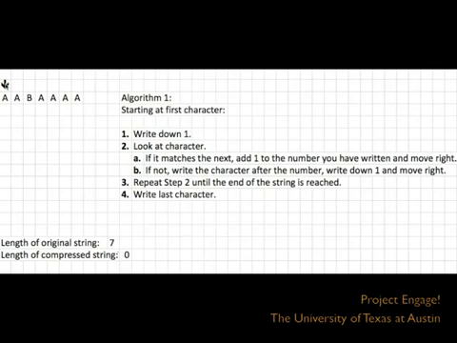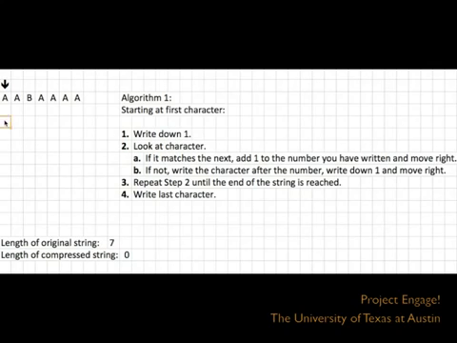Starting at the first character, which is where this arrow is pointing, we're going to write down a 1, look at the next character, and see if they match. If they match, we're going to add 1 to the number and move right. If not, we're going to write the character that we have pointed at here, and then we're going to write down a 1 and then move right. And we're going to keep doing that until we get to the end of the string here. So let's just see it in action here.